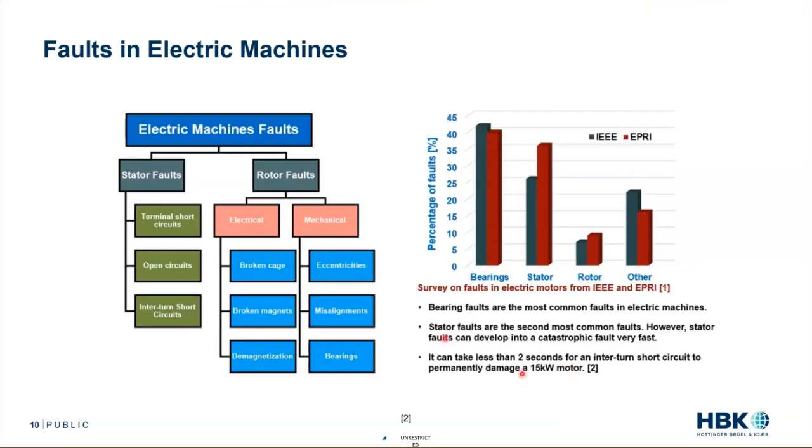And fun fact here, it can take less than 2 seconds for an inter-turn short to really permanently damage a machine. So these happen fast. So if we can predict them earlier, there's a lot of value in understanding that, or understanding why it could happen very quickly, in 10 seconds from now, 20 seconds from now, 50 seconds from now.